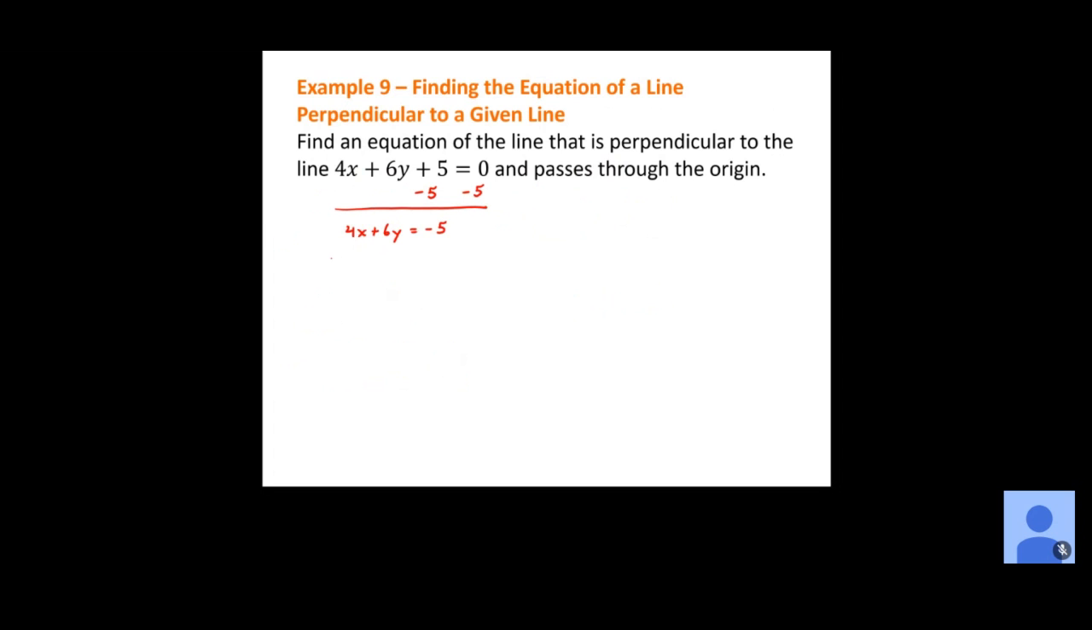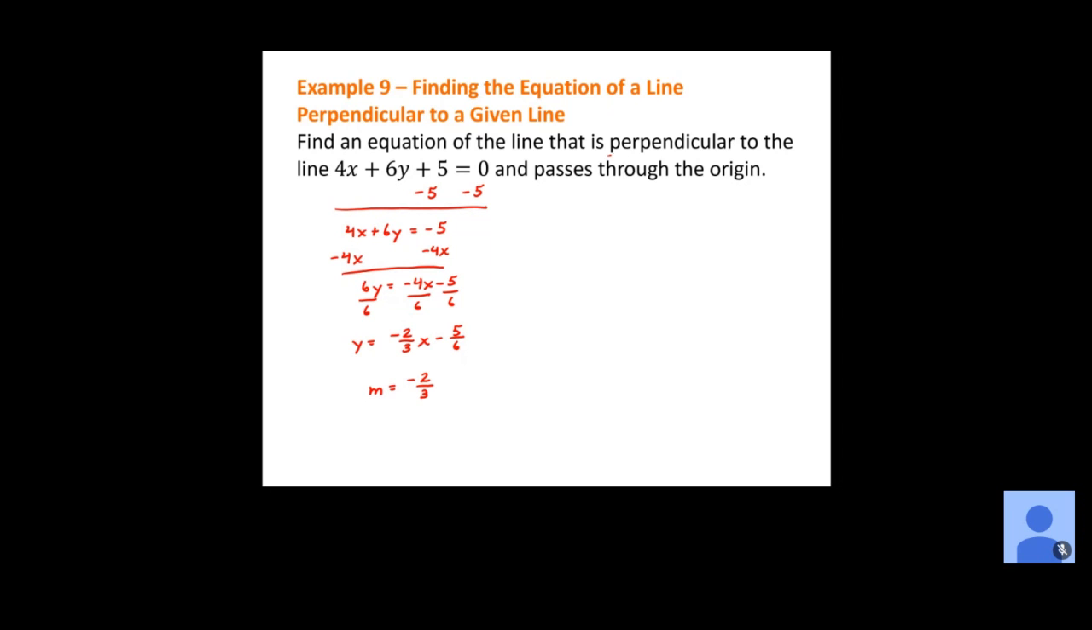I need to move my x term to the other side, so I'm going to subtract 4x. It's going to give us 6y equals, again, can't combine those, negative 4x and a minus 5. Divide by the 6, every single term. So we get y equals, simplifying this now gives us negative 2/3 x minus 5 over 6. Now, the slope of that line is negative 2/3. So once we get into slope-intercept form, now we have our slope.